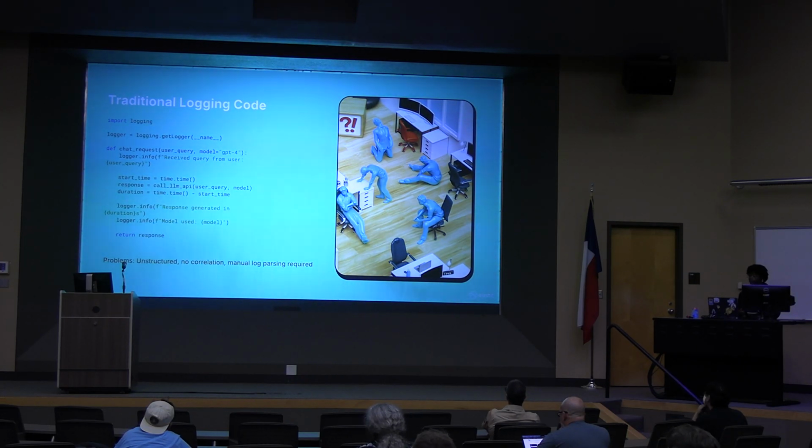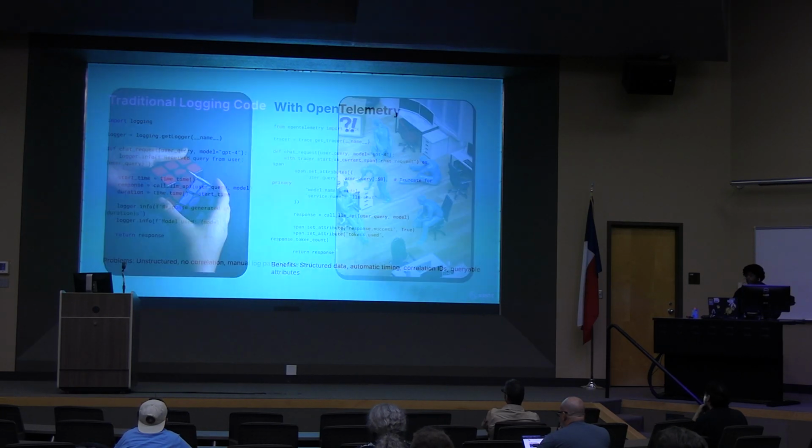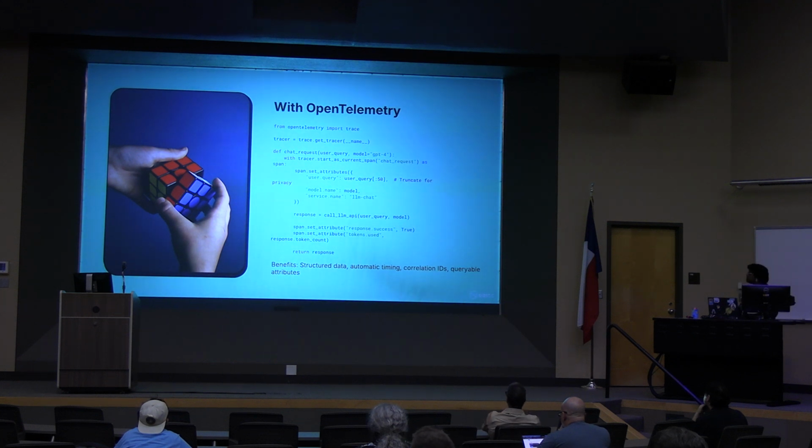But now here's the same code with OpenTelemetry added in. Check out how much better this is. I'll give you a couple seconds to look at it. It's the same functionality, but look at the difference. We create a span, that's our trace. We add attributes. It's structured data that we can query. Attributes such as model name, query length, token count. And the timing is automatic. There's no manual timing needed.